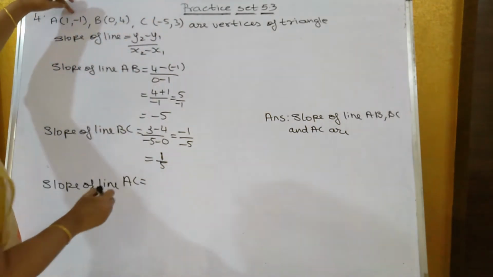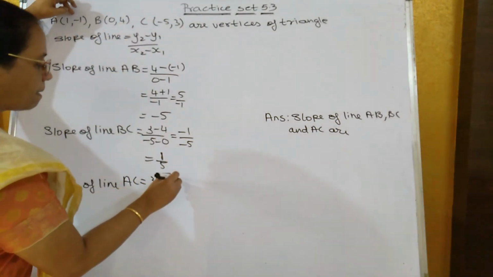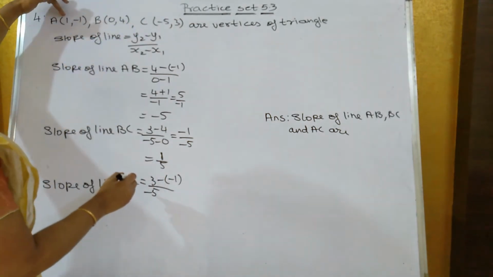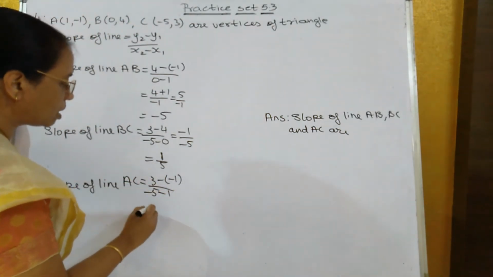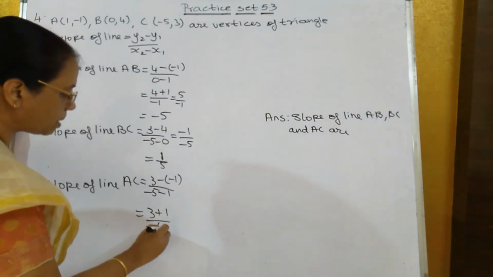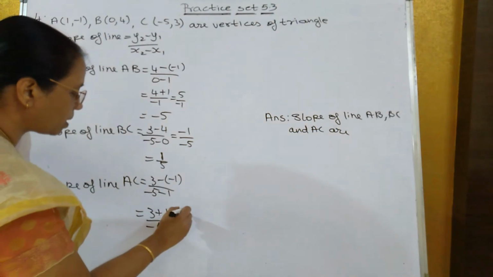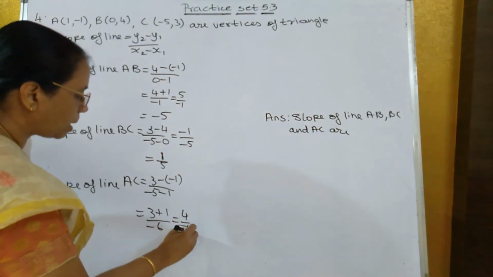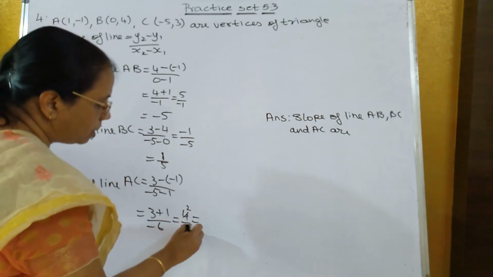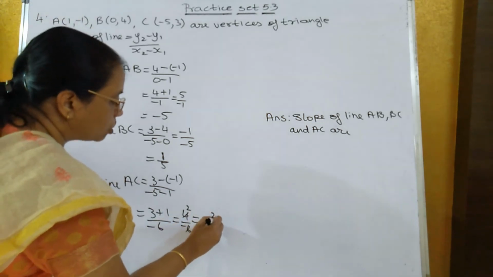Now the slope of line AC is what? (3 minus (-1)) upon (-5 minus 1). So that's equal to 3 plus 1 upon -5 minus 1, which is -6. 3 plus 1 is 4, so 4 upon -6. This will go in 2's table. So that's equal to -2 upon 3.